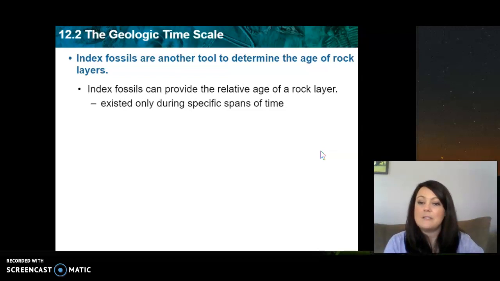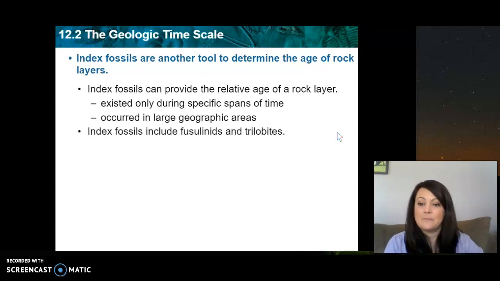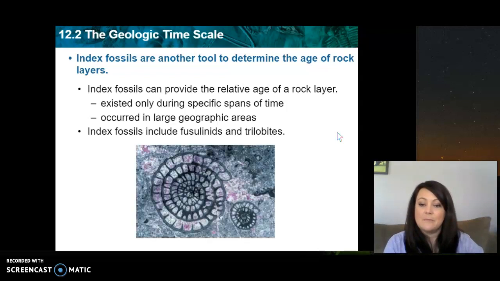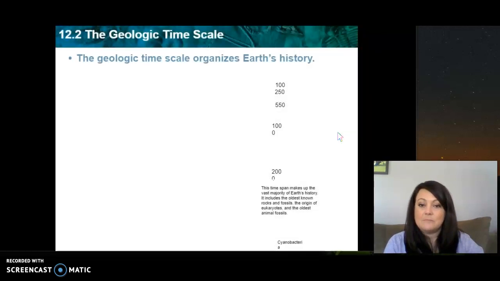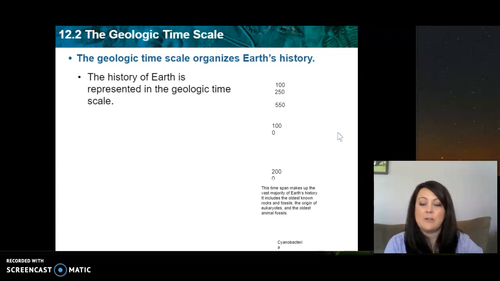Those index fossils exist only during specific time spans, and they must be widespread. They occur in large geographic areas. Index fossils include fusulinids and trilobites. We know that they were found in many places, but they were only found during a short relative amount of time in history. The geologic timescale organizes Earth's history.